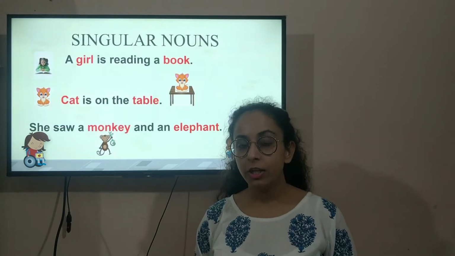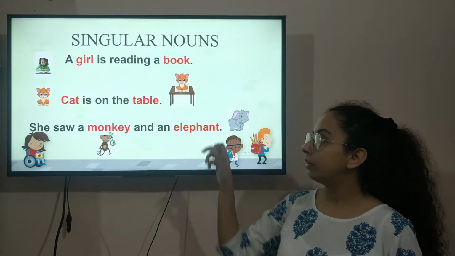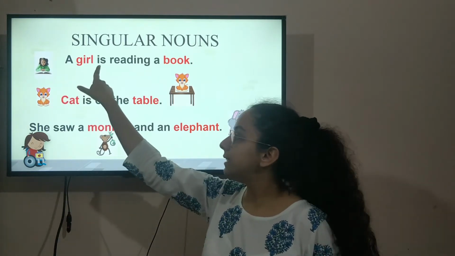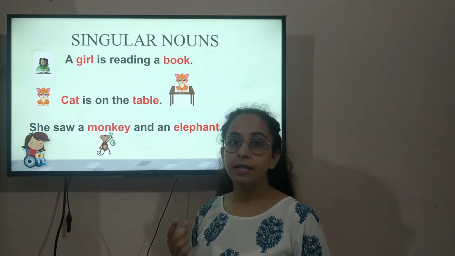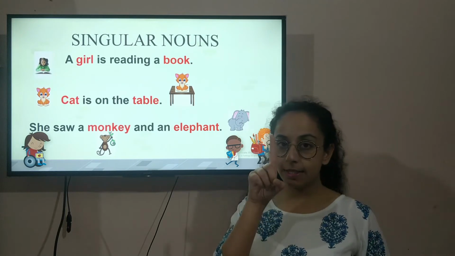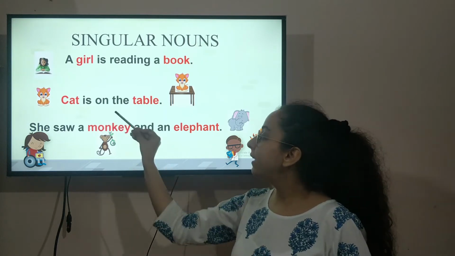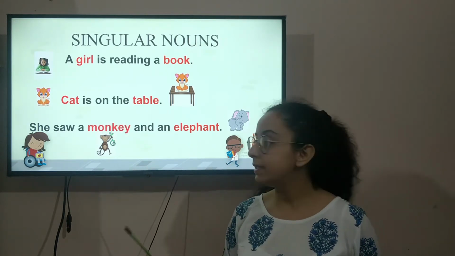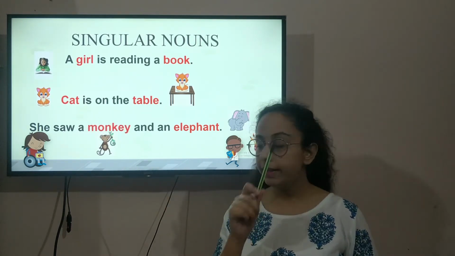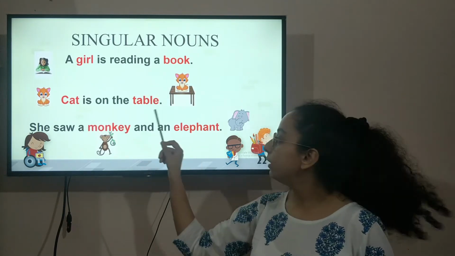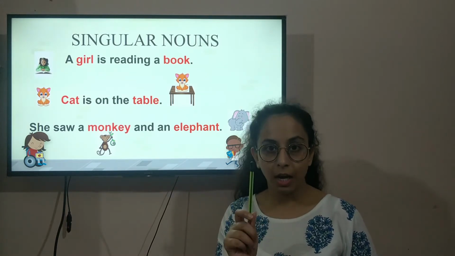Now let's see singular nouns in sentences. A girl is reading a book. One girl, it is a noun, and a book is again a singular noun. Girl is one in number, book is again one in number. The cat is on the table. There is one cat. In the sentence we are talking about one cat, so cat is the singular noun. Table is again one singular noun.